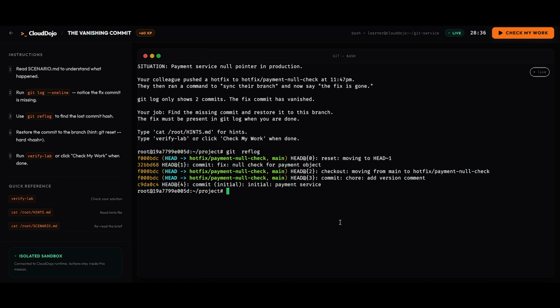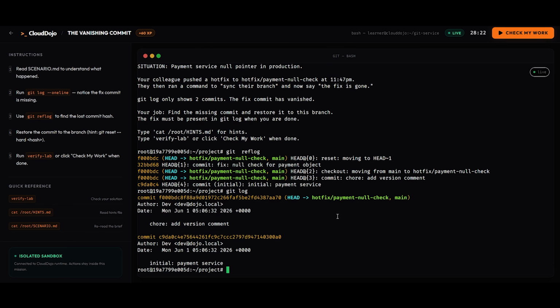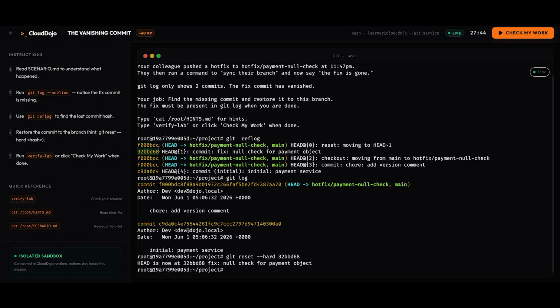So what we need to do is we need to somehow restore this particular commit. Right now our pointer is pointing to this particular commit. We have seen this via git log. So if I run git log, my head is pointing to this particular commit, that is this one, right? And we need to somehow restore this to this particular commit. So we will again run git reset --hard, and we will pass this particular hash. Now we have restored this particular commit.